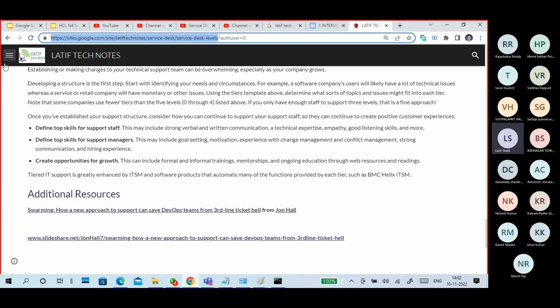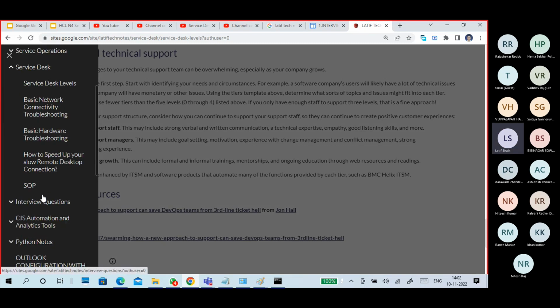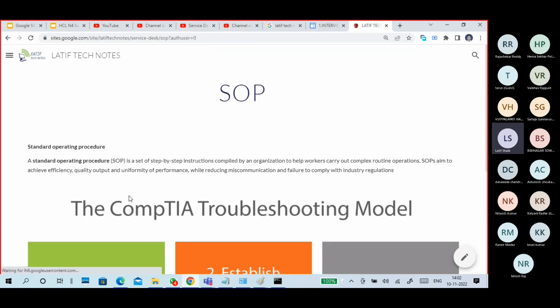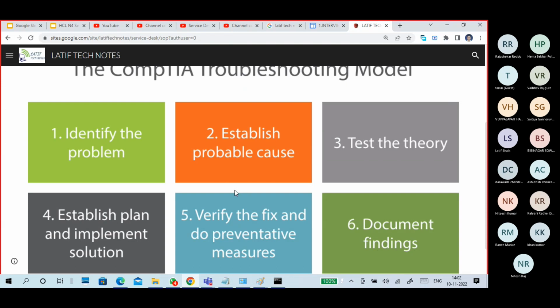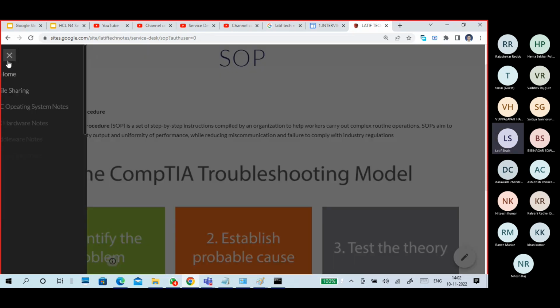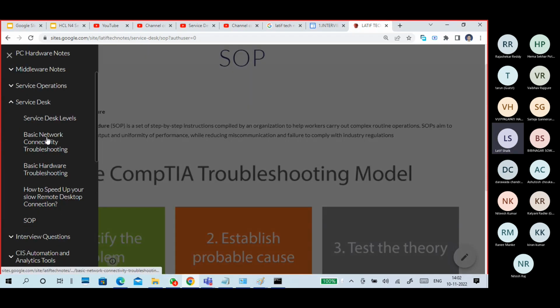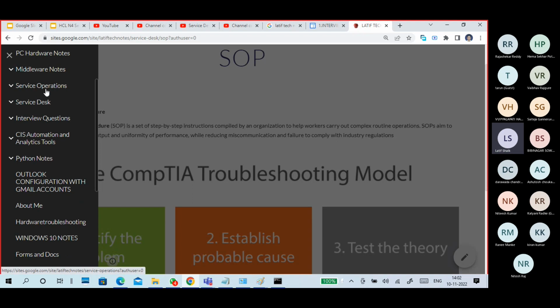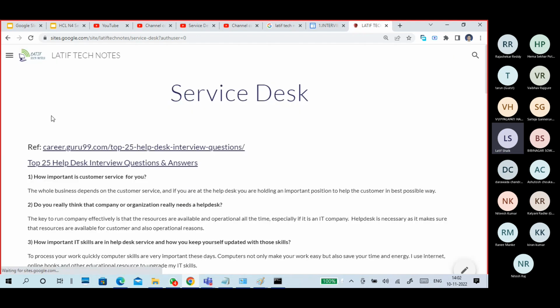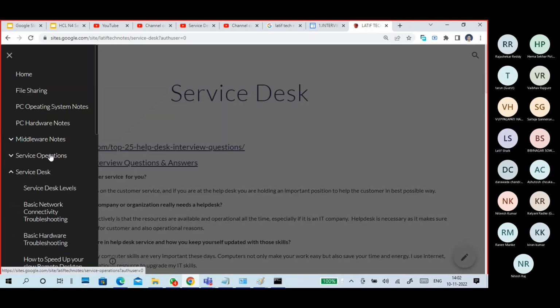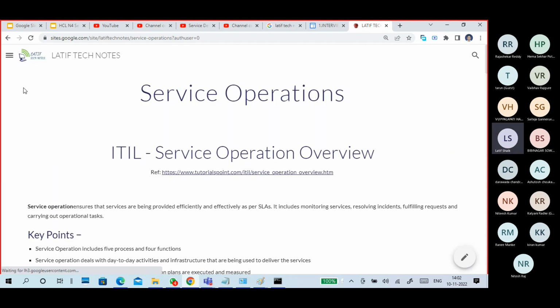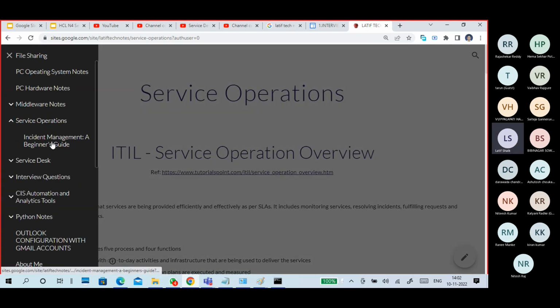Do not think I am sharing this with only one person. This is SOP, standard operating procedure, also. SOP, troubleshooting method. Some questions are there: network connectivity issues, hardware related issues, remote desktop issues. Go to this, then you will find a lot of things. Under service operations, one more is there, incident management. Go through incident management also.